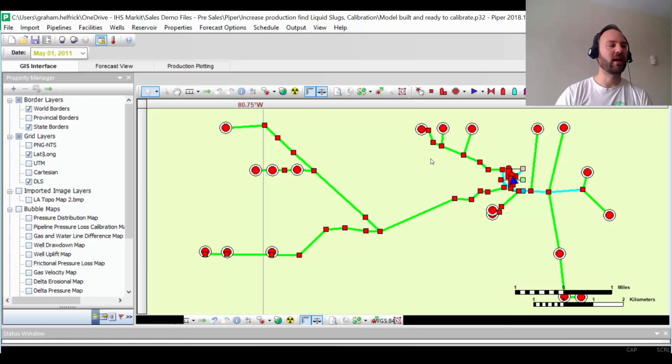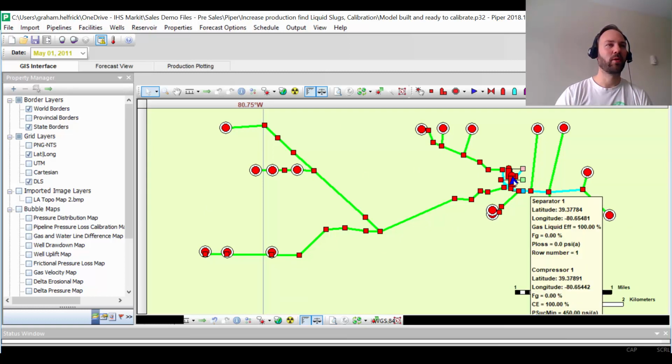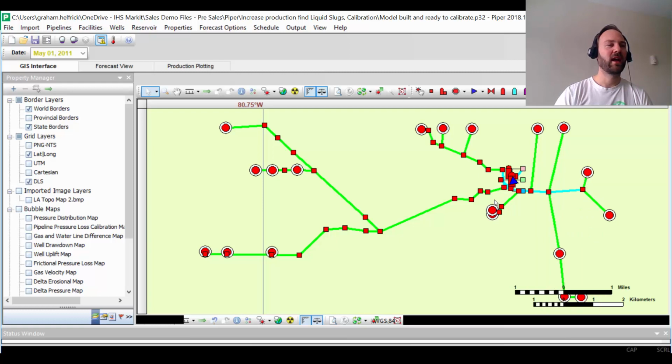So here I'm in the IHS Markit Piper software, a gathering system software, which is basically a really nice and easy to use pressure calculator. I've got my wells over here. I've got my pipelines in green and also in blue. I've got my delivery point and my compressor here. And what I want to do is I want to calibrate this. I want to see if I can get a model that matches reality.